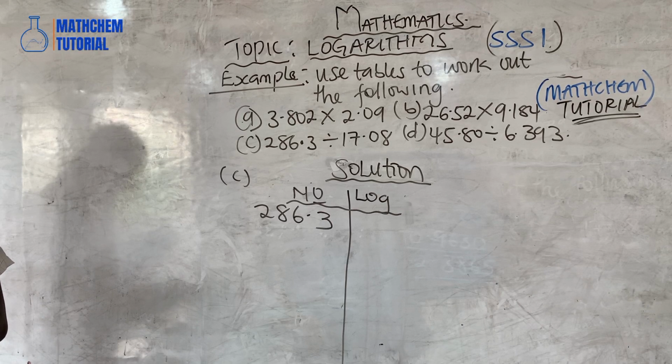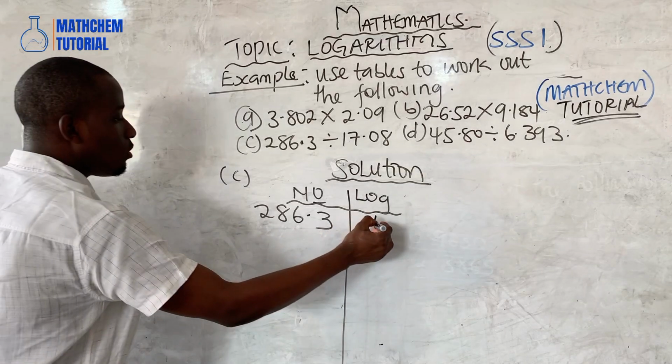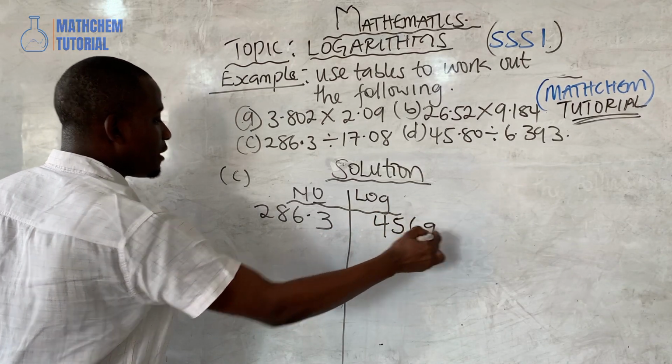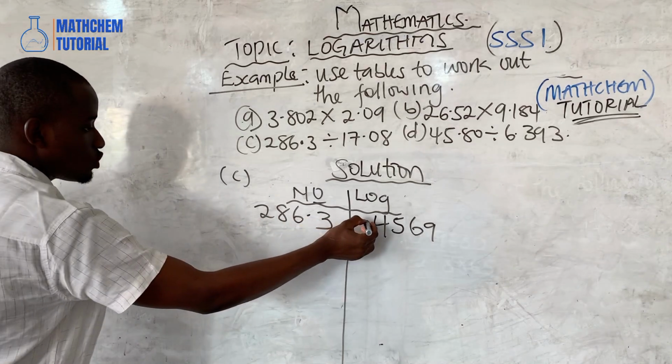28 under 6, that is 4564. Difference 3 here is 5, so I have 4564 plus 5, and that is 4569. So I have it here as 4569. Now my decimal point is going to be here.